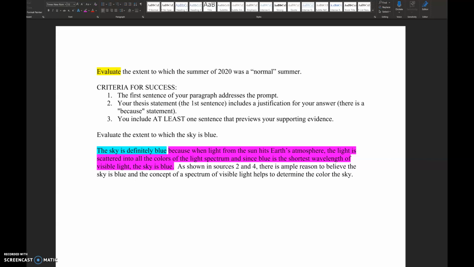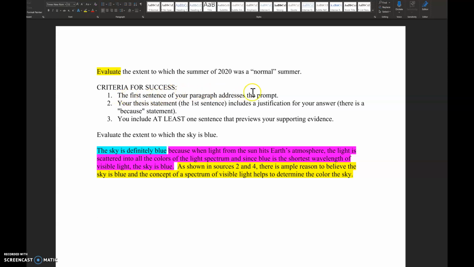Again, you can see I answered the actual prompt: the sky is definitely blue. Then I offered an explanation that serves as the justification for the blue part of the sentence. And then finally, I previewed the rest of the evidence I used to support my argument, highlighted in yellow. This is all you're doing for the exit ticket for today, except obviously you're going to answer a different question. But I still want you to do all of this.